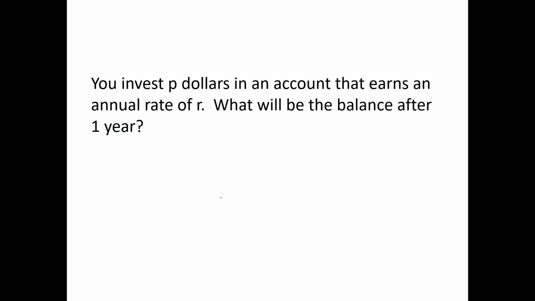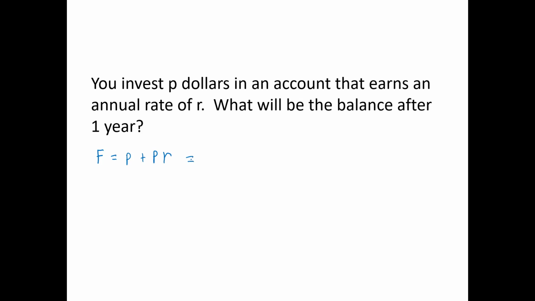You invest P dollars in an account that earns an annual rate R. What will be the balance after 1 year? Again, we'll use F for your future value, and that is going to be how much money you started with, which was P, plus the interest that you collect. The way we calculate the interest is P times R times 1, and since it's just a 1, we don't write the time. We're only going through one compounding, so it's P times R.